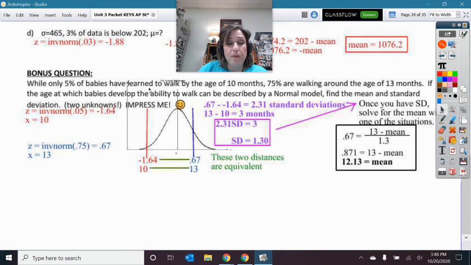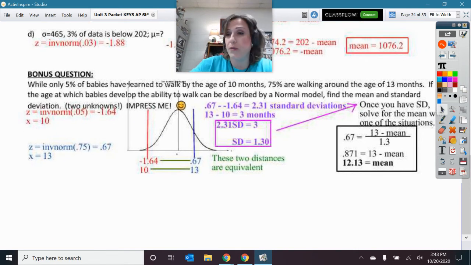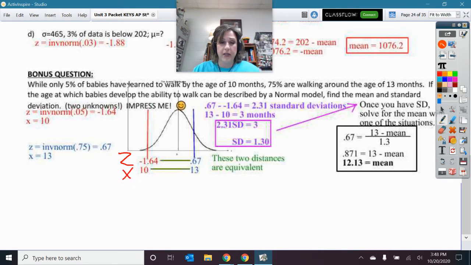So 5% have learned to walk by age 10. So that's only 5%. That's the bottom 5%. So look at this red line here. That's inverse norm of 0.05. So I have got two things happening here. I've got z-scores, oops, let me get something to write with. I've got z-scores right here on top, and then I've got x values underneath. Okay, so my z-score for that bottom 5% is negative 1.64. All right, and that corresponds to an x value of 10.